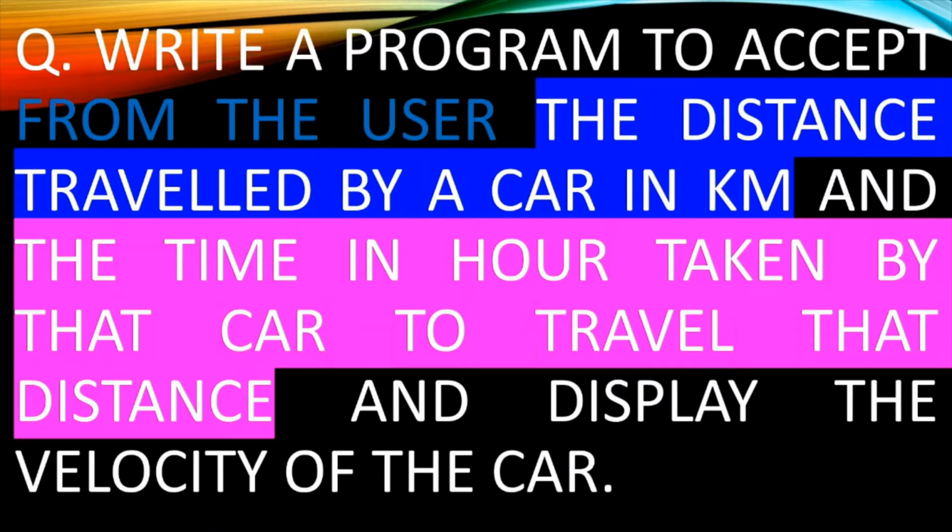So write a program to accept from the user the distance traveled by a car in kilometer and the time in hour taken by that car to travel that distance, and display the velocity of the car. To solve this program, we will use the logical NOT operator in Java.